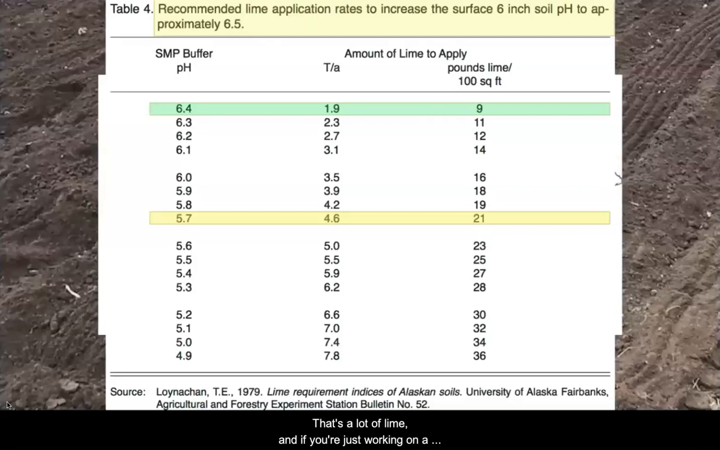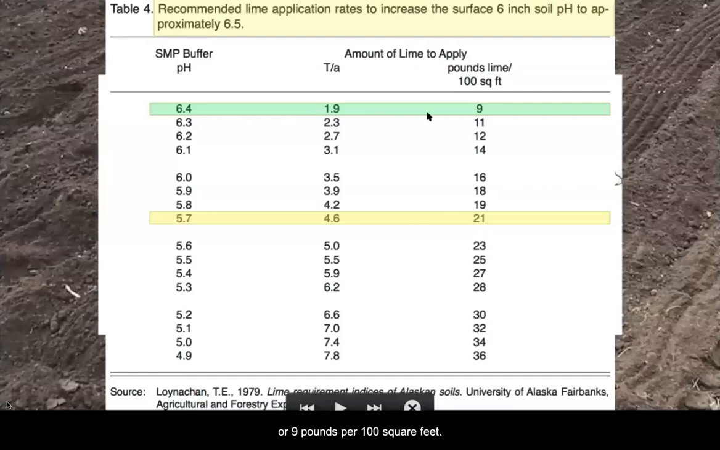That's a lot of lime, and if you're just working on a 100 square foot level, that would be about 21 pounds of lime per 100 square feet. So for a 10 foot by 10 foot area, you need 21 pounds of lime. At the top there on the green line, you can see that the buffer score being at 6.4 for pH, you would actually need a lot less lime at 1.9 tons per acre or only 9 pounds per 100 square feet. So having that buffer score is really crucial to being able to adjust the lime amount that you add to your soil.